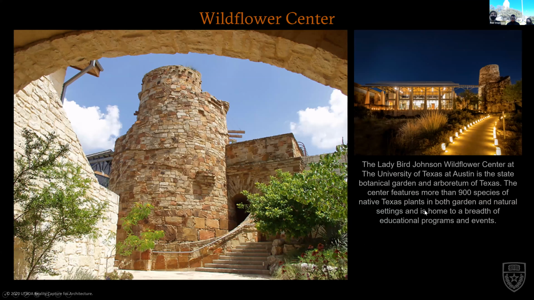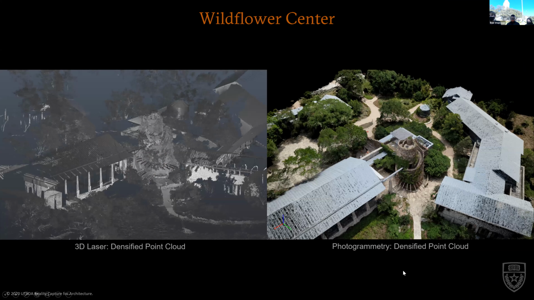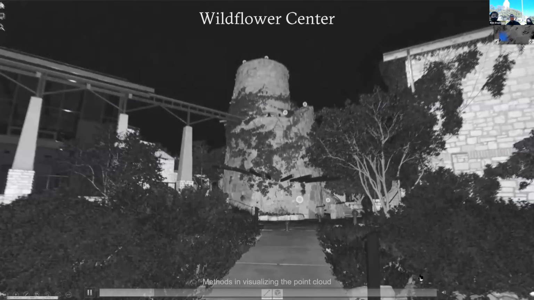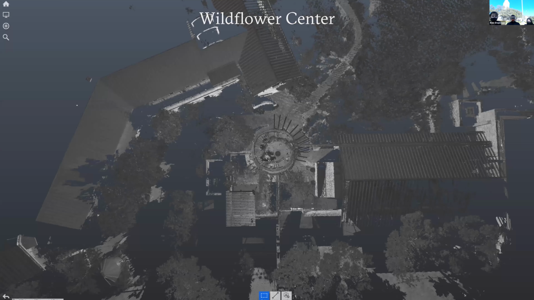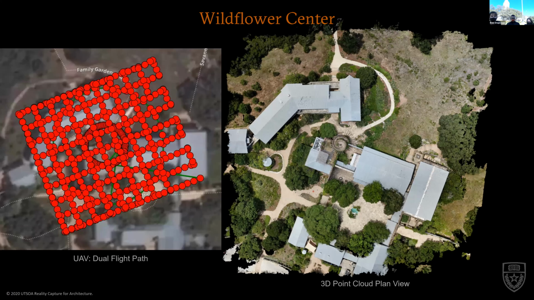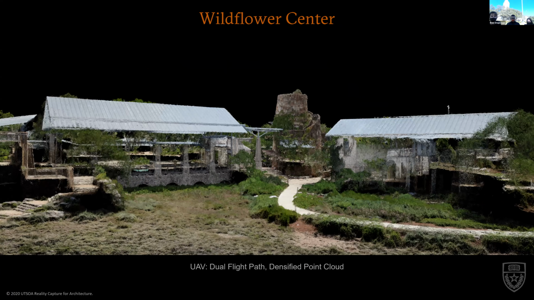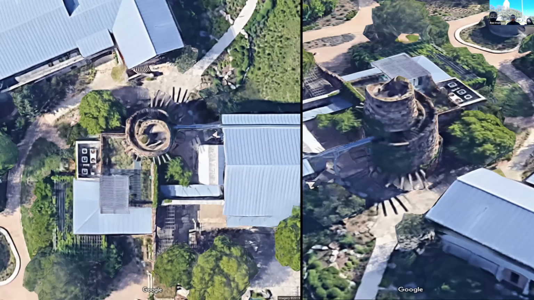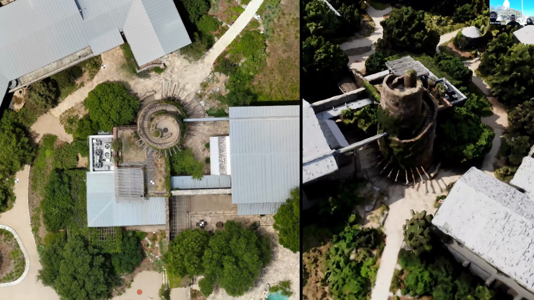Then we ended by going to the Lady Bird Johnson Wildflower Center, which was a really cool project. It was a building with more texture and an unconventional shape, so it was a challenge to document. This shows all the different documentation that we can get from this type of process. We ended up with some really beautiful images and drawings that you can take into architecture studio projects.